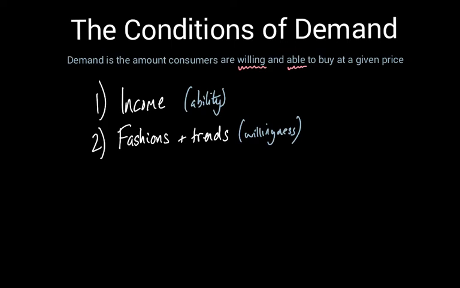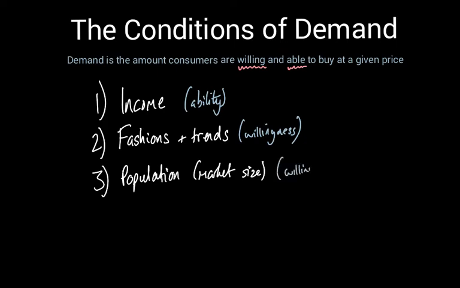What else might we be able to consider here? Well, one of the other things, obviously, is just purely the amount of people. If there are more people about, then there are going to be more people that are willing and able to buy the product at any particular price. So the third condition of demand is the population, or sometimes called the market size. And this is having an effect on both the willingness and the ability.